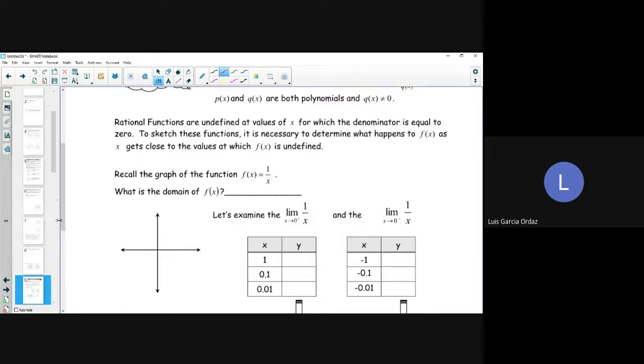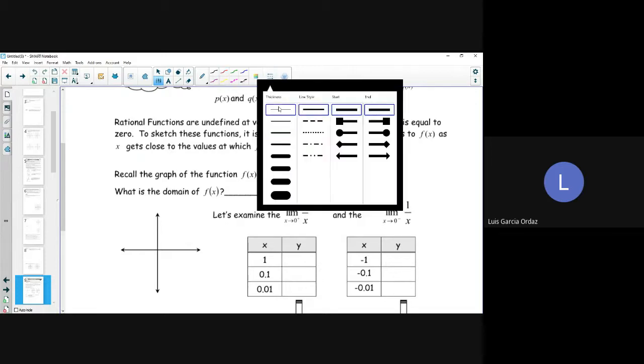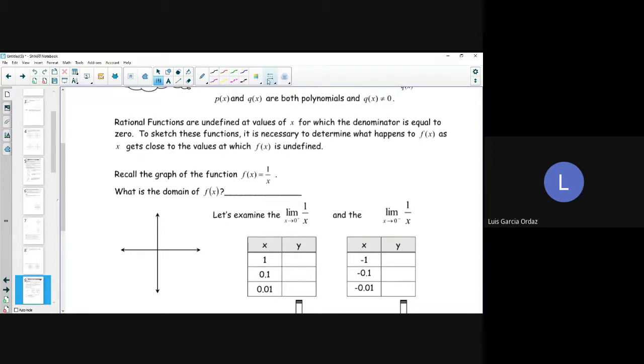So who can tell me what my domain of 1 over x is? What would my domain be? What is my domain for f of x equal to 1 over x? Come on, guys, I know you know this. This is from last year. Yep, so it's x is an element of all the real numbers such that x cannot equal 0.